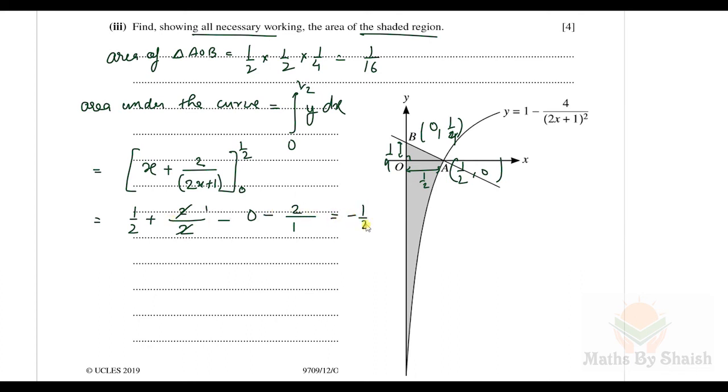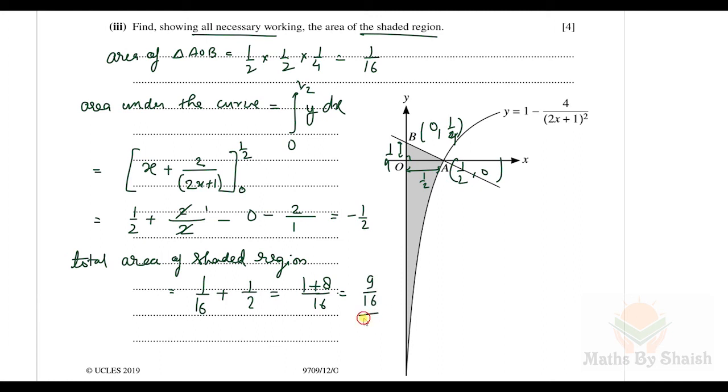This negative area means it is below the x-axis, so for the total area we can directly write: total area is equal to 1 by 16 plus the positive area 1 by 2, and hence it is 1 plus 8 by 16, that is 9 by 16 unit square. So that's the answer; unit square we can write.